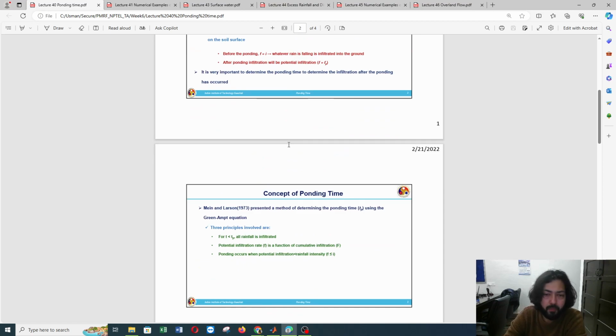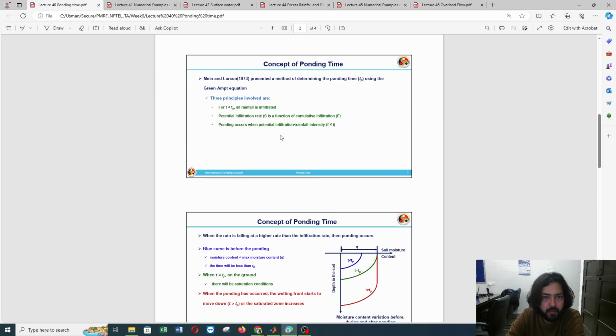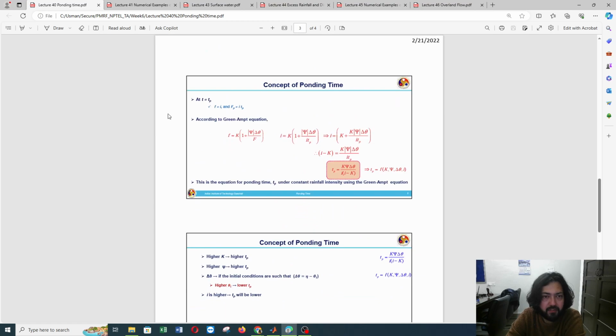Then we saw how the Green-Ampt equation was used to derive the equation for ponding time. They have used 3 principles. The first principle states that when ponding time is less than the time period for which rainfall is occurring, all the rainfall would be infiltrated. The second is that the potential infiltration rate, Fe, is a function of cumulative infiltration. And the third is that ponding occurs when potential infiltration is less than rainfall intensity. Using these 3 principles, we have derived this equation of ponding time.